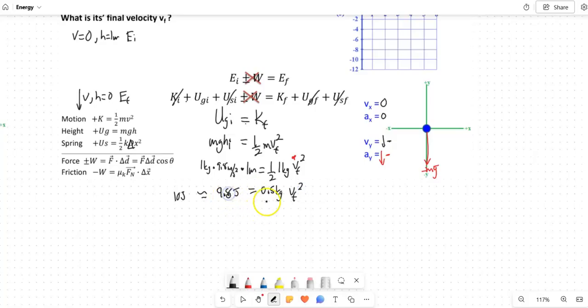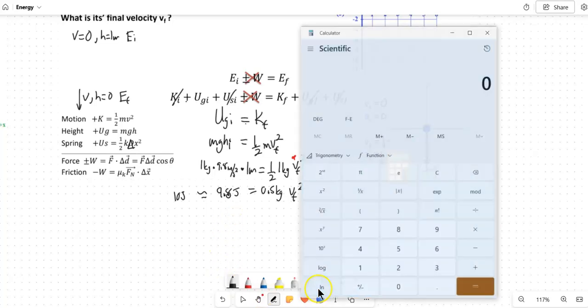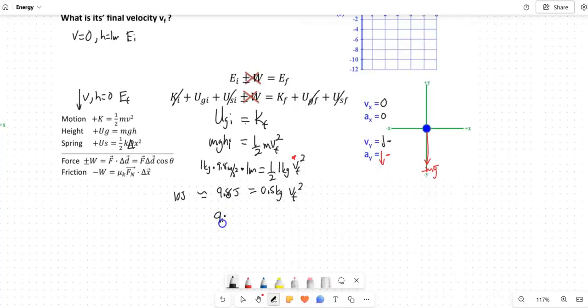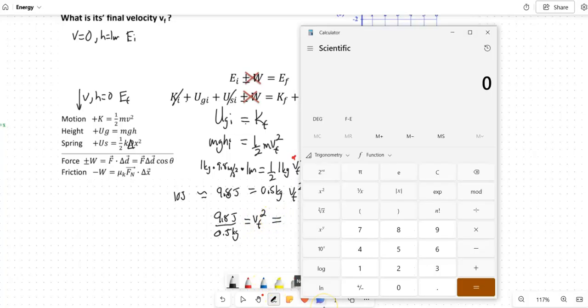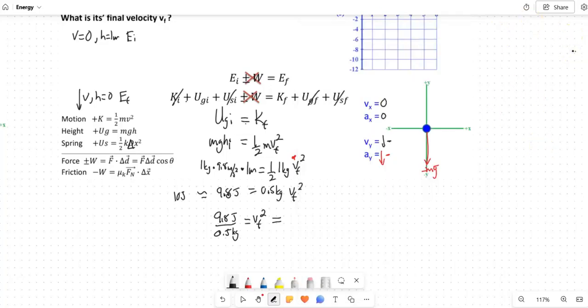We're going to divide that 0.5 onto the other side. When we do 9.8 joules divided by 0.5 kilograms, that's going to be equal to V final squared, which is going to be equal to 9.8 divided by 0.5, 19.6. So V final squared is equal to 19.6. Now we have to square root both sides.